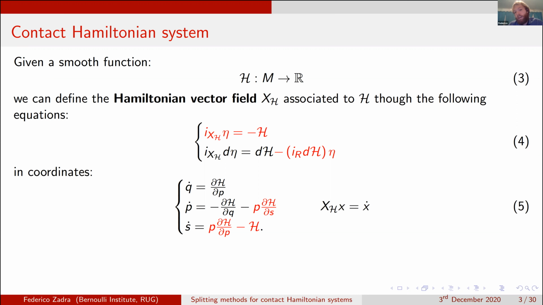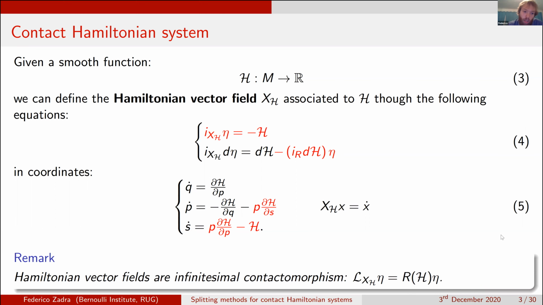We associate it to a damping or a forcing, more usually a damping, while we have one extra equation that is related to the additional dimension due to the contact structure. In particular, the Hamiltonian vector fields are infinitesimal contactomorphisms, so the flow generated by this Hamiltonian vector field will preserve the structure.